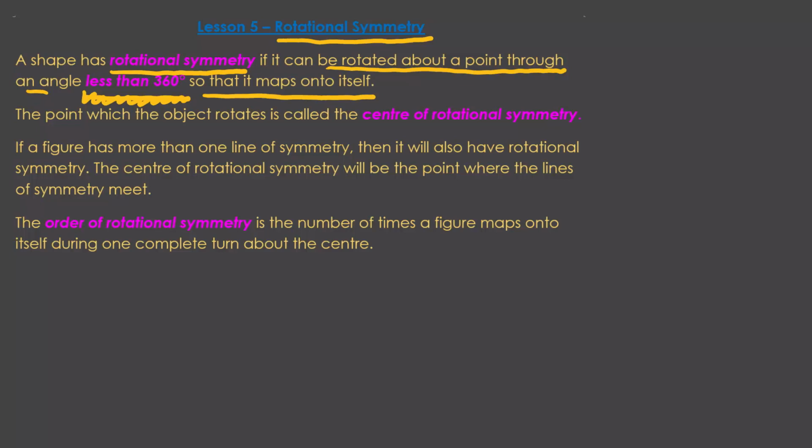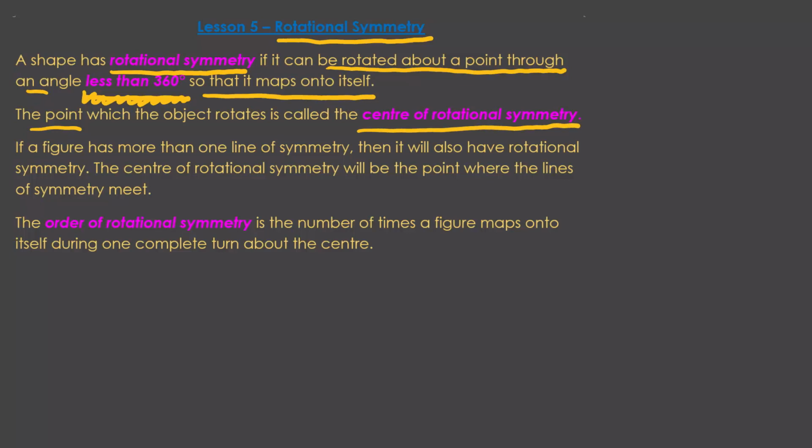Any shape can rotate around a point and land back on itself once it's gone all the way around. To have rotational symmetry, it has to be able to land on itself at an angle less than 360 degrees. The point which the object rotates about is called the center of rotational symmetry.